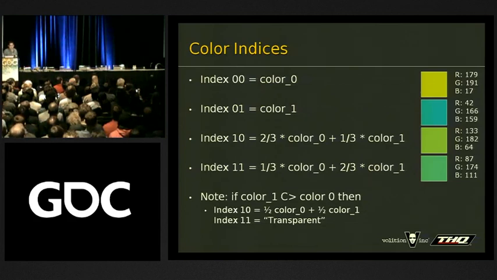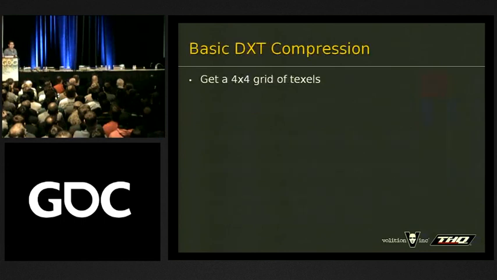One thing to note is DXT does support a 1-bit alpha mode. I'm not going to go too into depth into that, but if you use that mode, your index 3 is a 50% blend between color 0 and 1, and index 4 represents a transparent pixel.